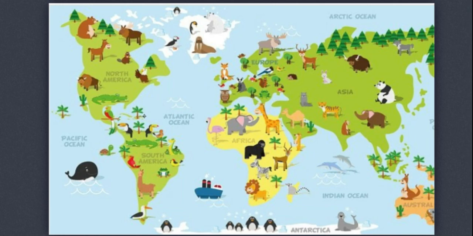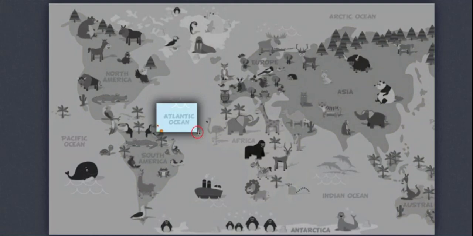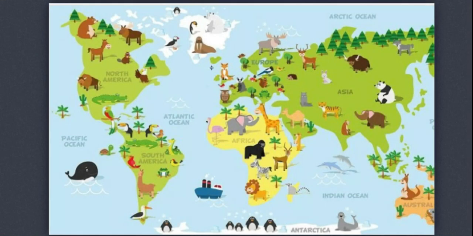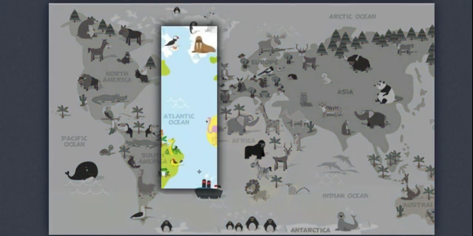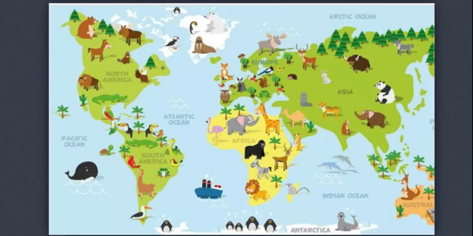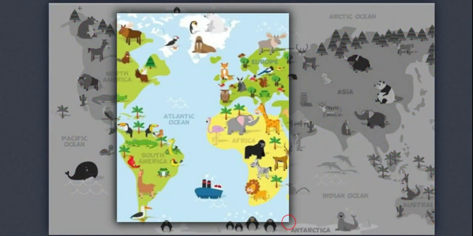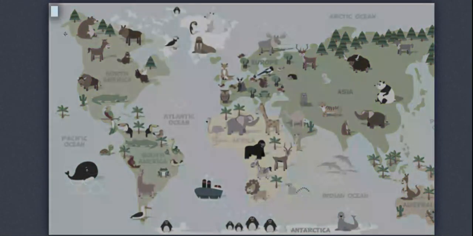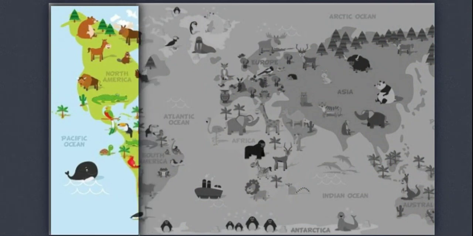And one more thing that I might have missed, I think, is the Atlantic Ocean. It's between Europe and North America. So this would all be the Atlantic Ocean, all the water you see here. Now, all the water you see here is the Pacific Ocean.